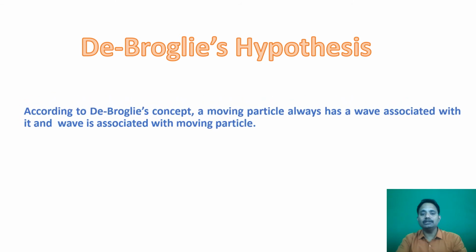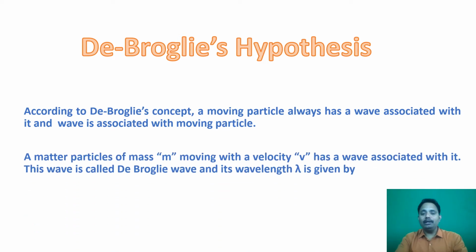According to de Broglie's concept, a moving particle always has a wave associated with it. A matter particle of mass m moving with velocity v has a wave associated with it. This wave is called de Broglie wave or matter wave. Its wavelength lambda is given by the equation lambda is equal to h upon p, where lambda is the wavelength of the wave, p is the momentum and h is Planck constant.